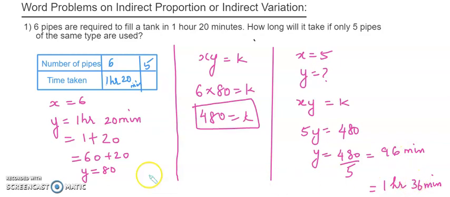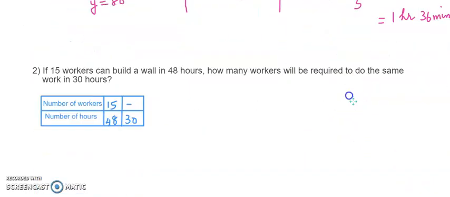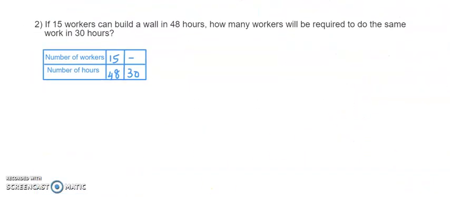Hope this is clear. So it is taking 16 minutes more to fill the tank if one pipe is reduced. Okay, let's go for the next one. There are 5 workers who are working to build one single wall in 48 hours. So how many workers will be required if I want to build the same wall in 30 hours?